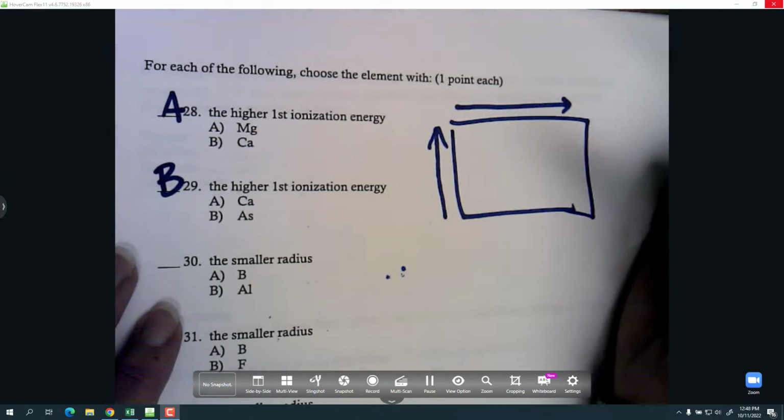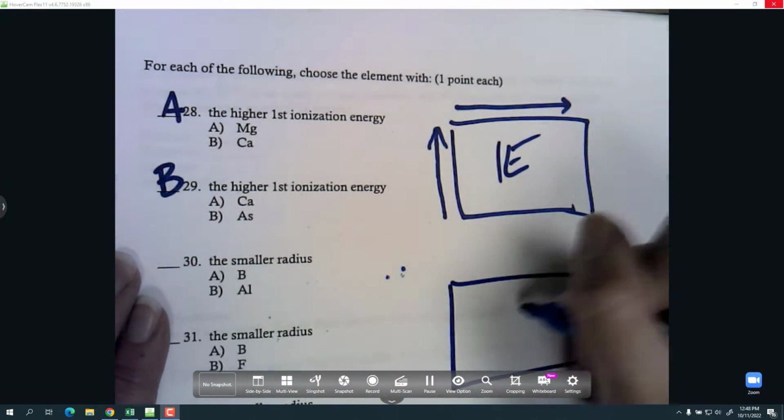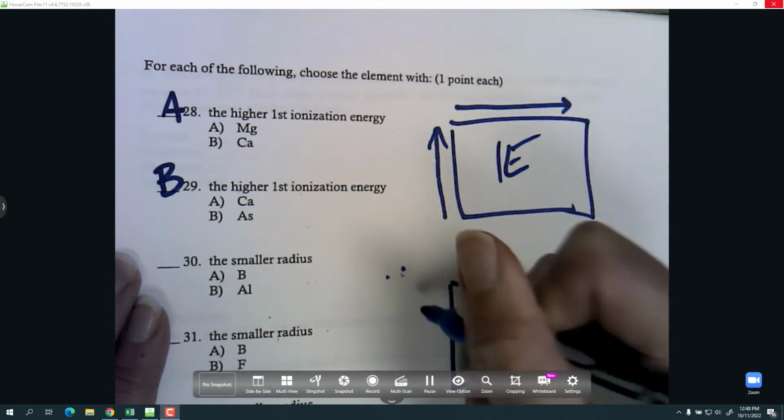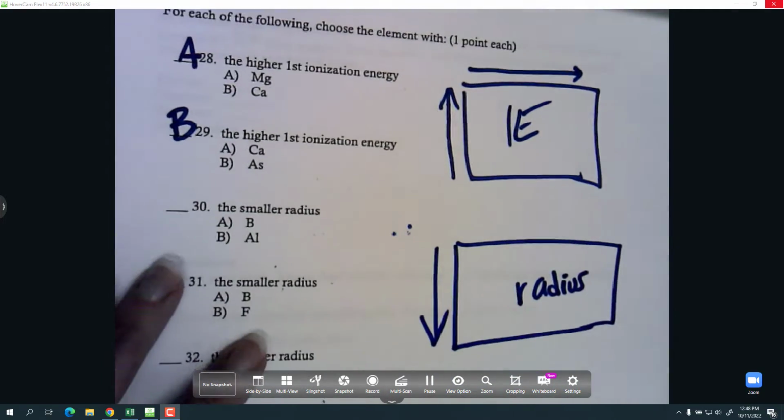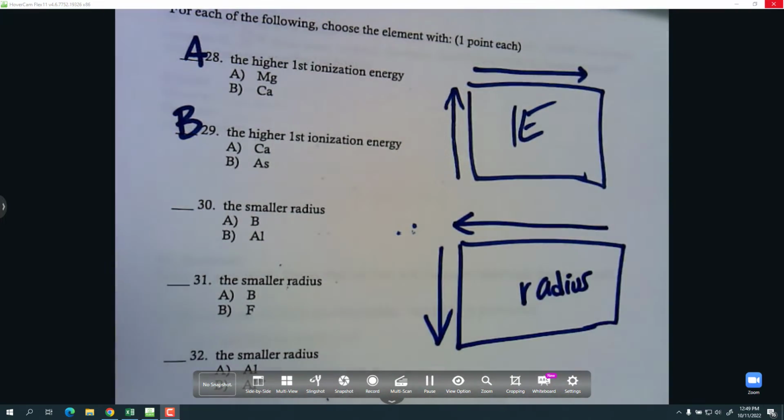All right, that was ionization energy. Radius increases as I go down. As you add subshells, it gets bigger. But it also decreases as I go to the right, or increases as I go to the left, because when I add protons, it attracts the electrons a little bit more. And so that's how the trend goes.